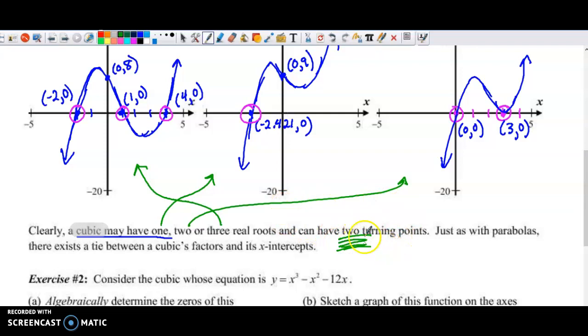Now here's the thing, not all cubics have 2 turning points. There might be a cubic that just sort of goes like this, where there's not really a turning point. Remember, the fancy math term that I like to use is vertex. But if we're talking about multiple turning points, we call them vertices.